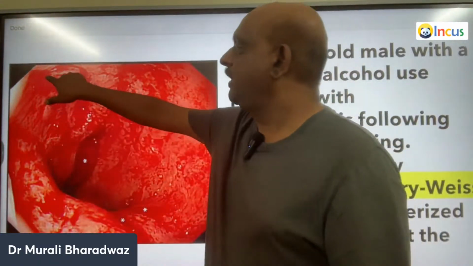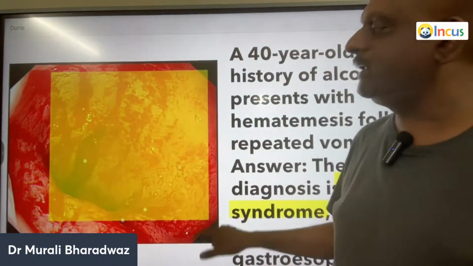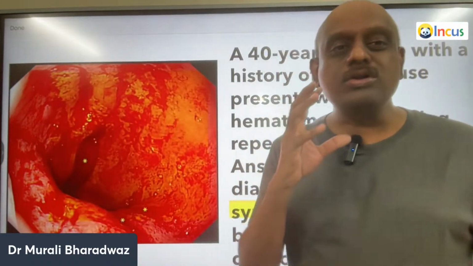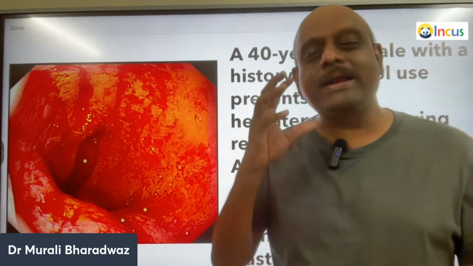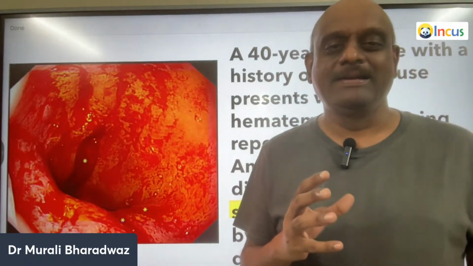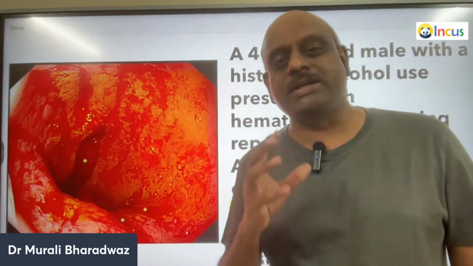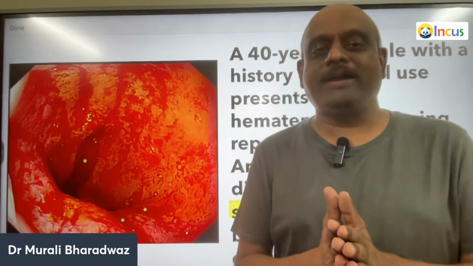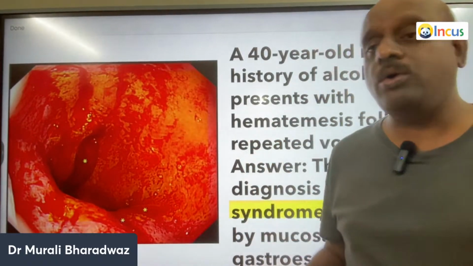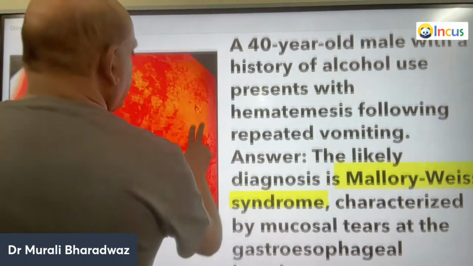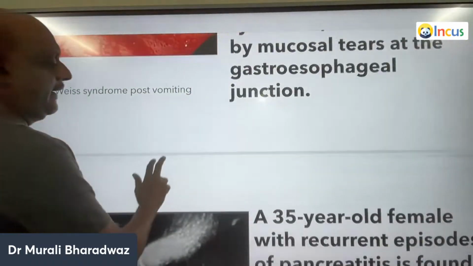So if you do endoscopy, you can see the mucosal tear at the lower gastroesophageal junction, right? Lower esophagogastric junction. That is the point where you can see the presence of mucosal tears in Mallory-Weiss endoscopy. You should know how to identify it.